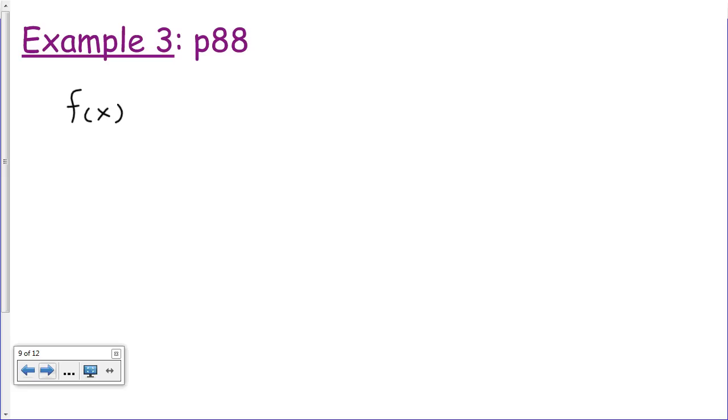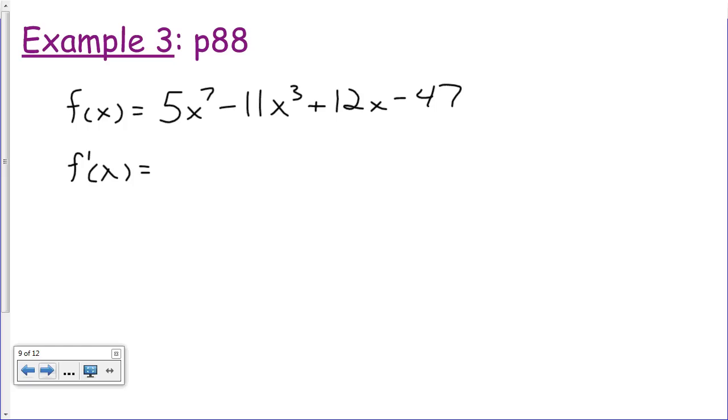But we'll just quickly show how we can use our calculator to help us verify that our derivative is correct. They gave us the function 5x to the 7th minus 11x cubed plus 12x minus 47. And they had us find what f prime of x is equal to. I'm just going to go ahead and write down what that derivative was. Remember, it was 35x to the 6th minus 33x squared plus 12 was our derivative function.